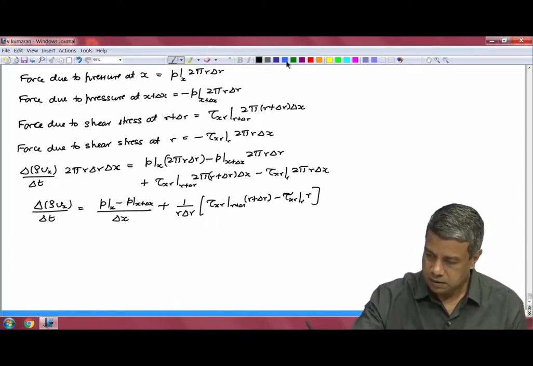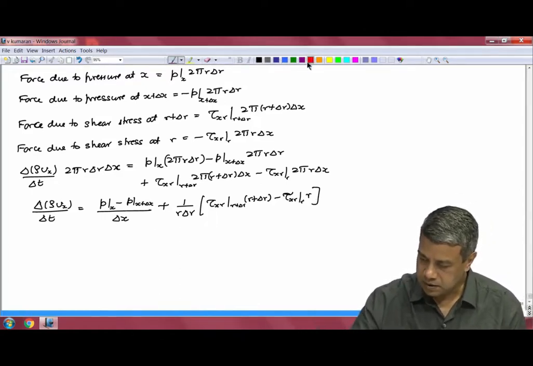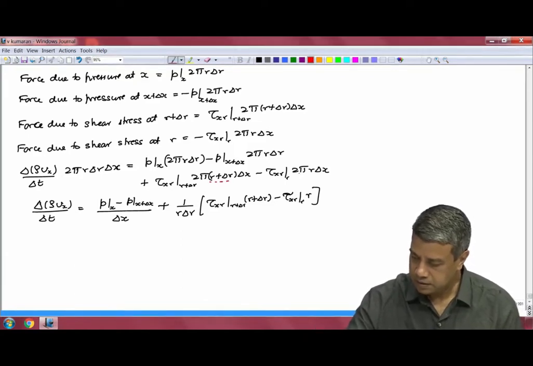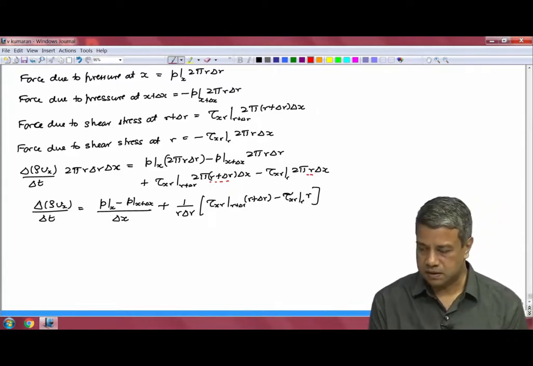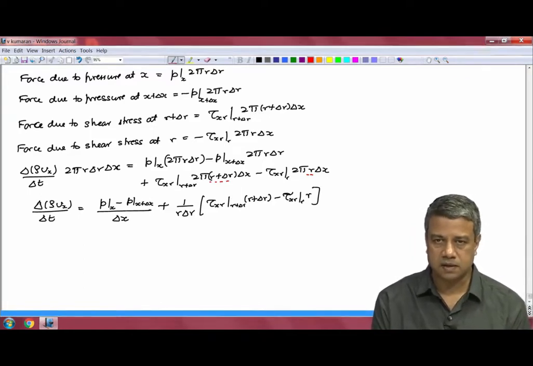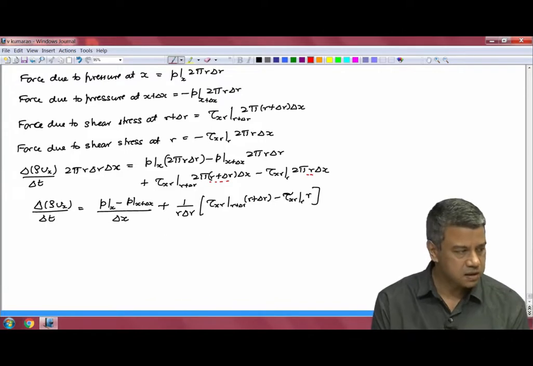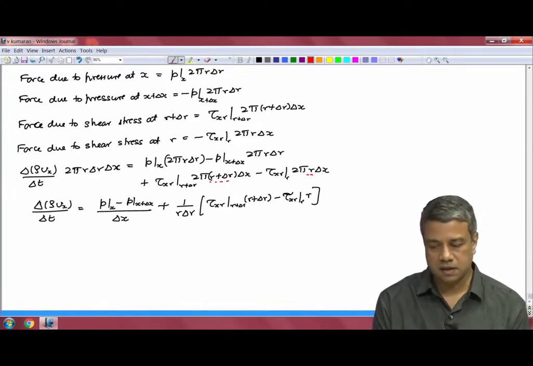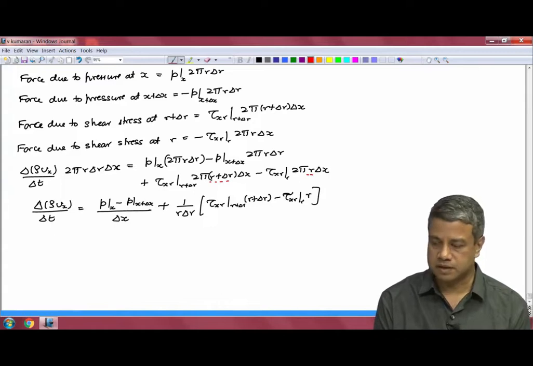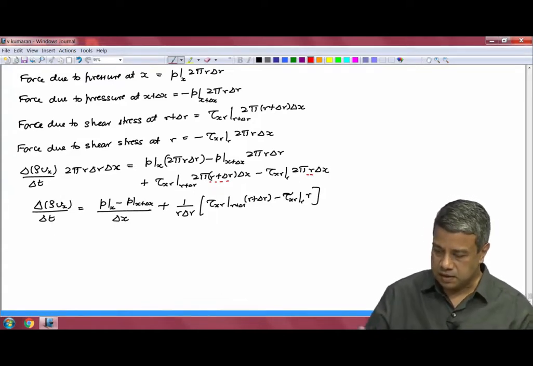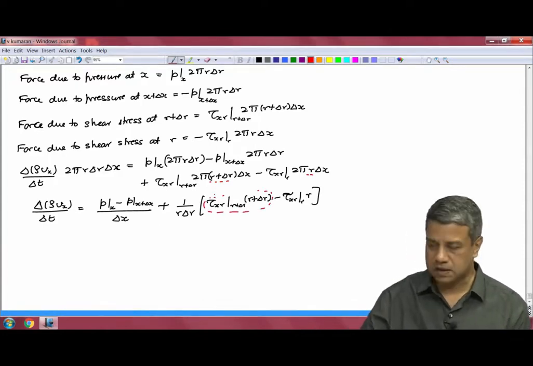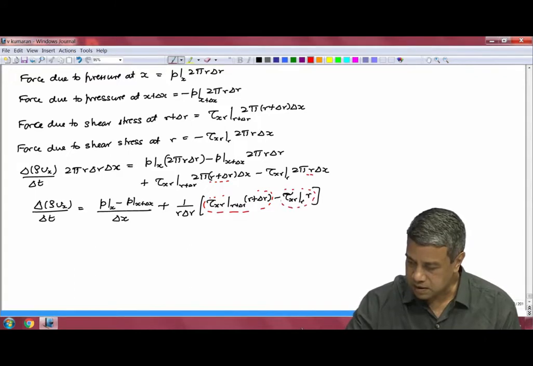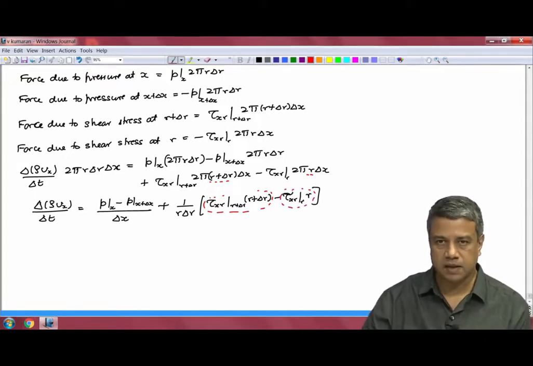I should note that we cannot cancel out the r here, because in a cylindrical coordinate system the surface area changes as the radius changes; the surface area is a function of the coordinate. Therefore, I cannot just set r plus delta r and r equal. So I have the function tau x r times r at the location r plus delta r, minus tau x r times r at the location r, divided by delta r.